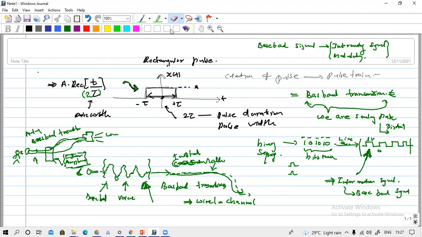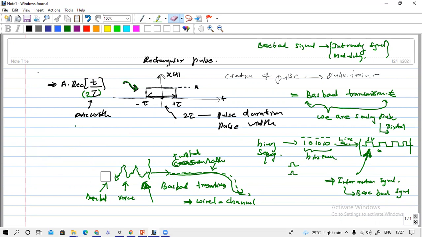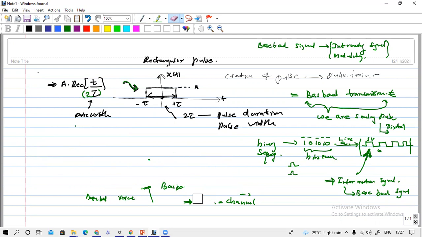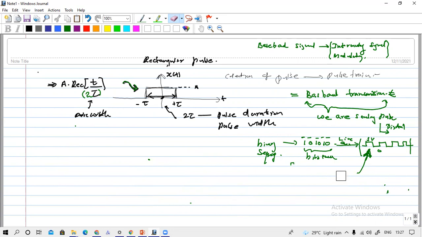But nowadays we mostly use digital transmission. You can see that in digital baseband transmission, we use this pulse directly. Can this pulse be sent through a wireless channel?